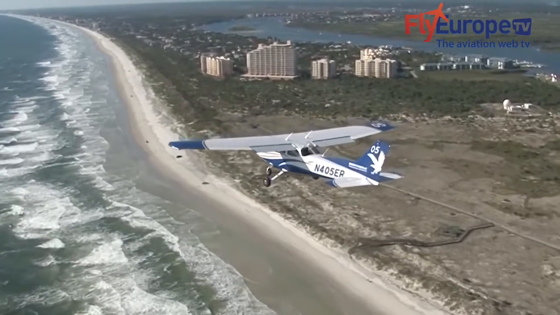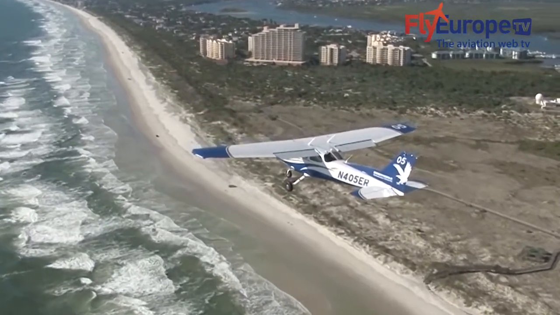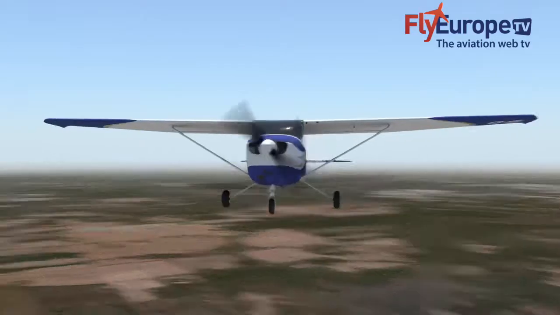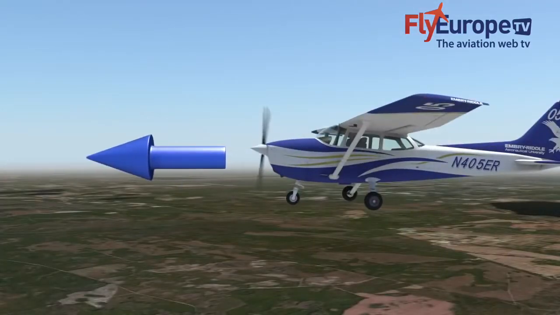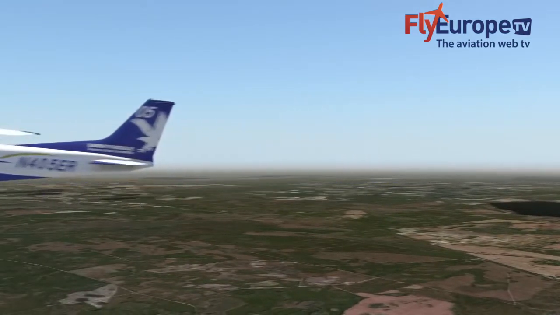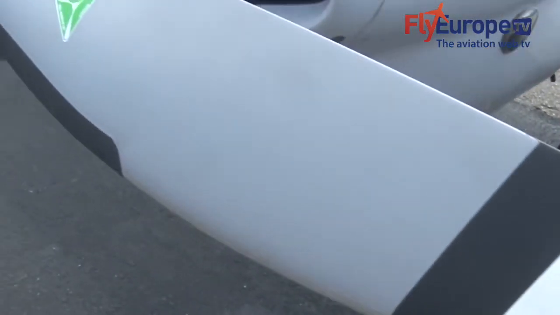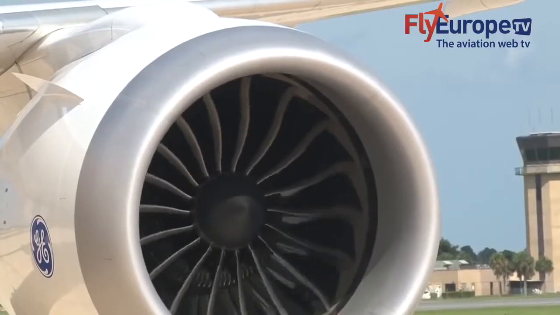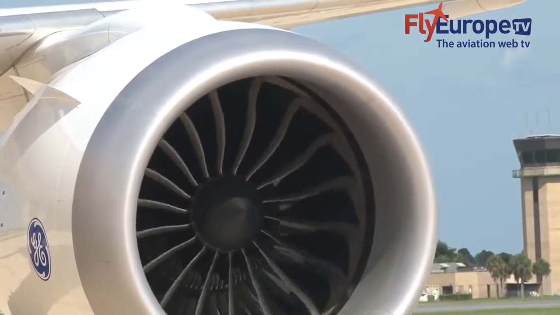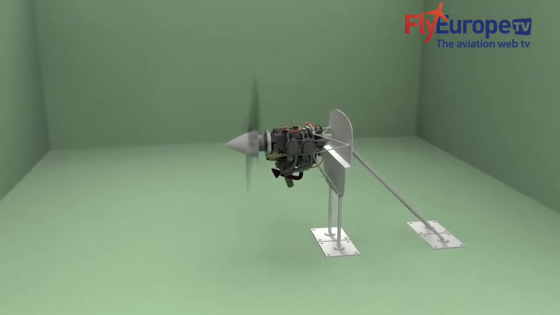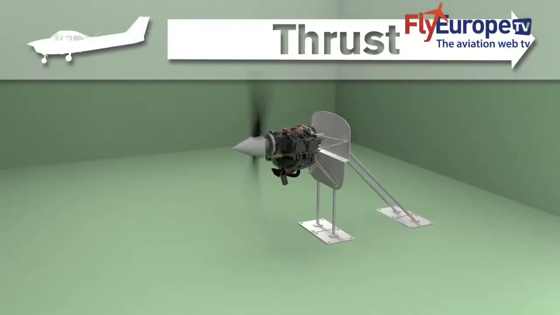Throughout the flight, the weight will slowly be decreasing as fuel is burned to power the engine. Next is thrust. Thrust is the forward-acting force opposing drag, which propels the airplane through the air. In most general aviation airplanes, thrust is generated from the propeller. Larger jets get their thrust from their turbine engines.